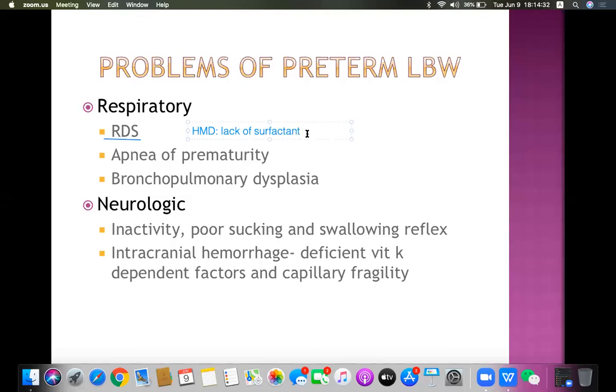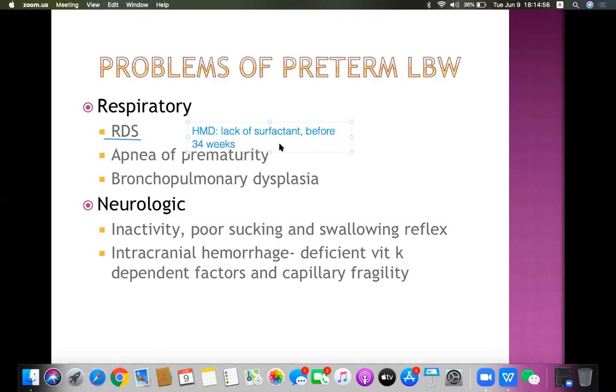Now, let me say a little bit more about this. This surfactant starts to form at 34 weeks of gestation. So, lack of surfactant would be there if a baby is born before 34 weeks. These are important points.